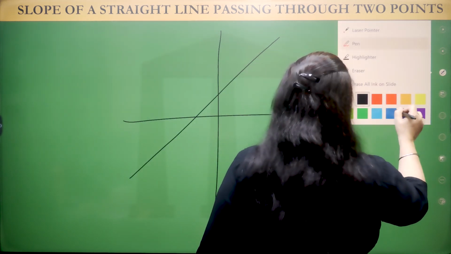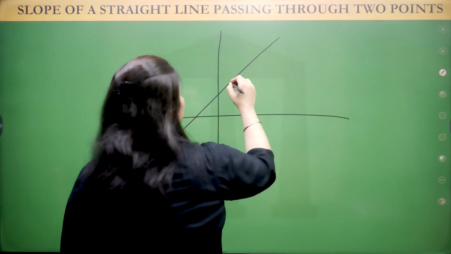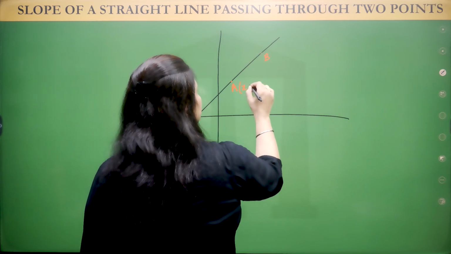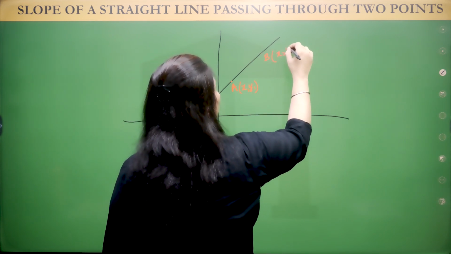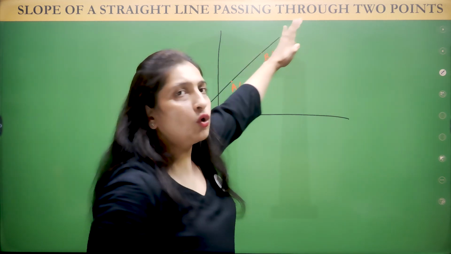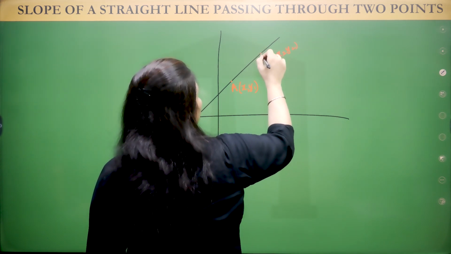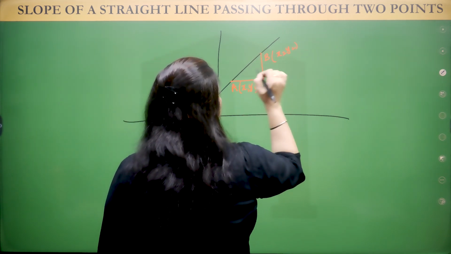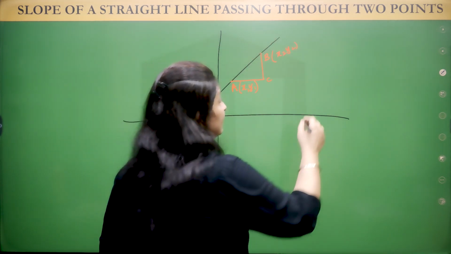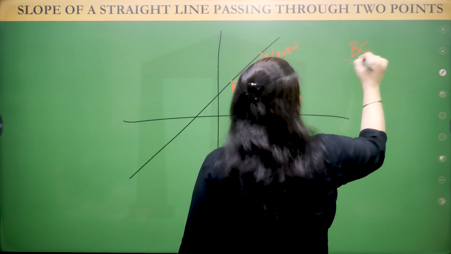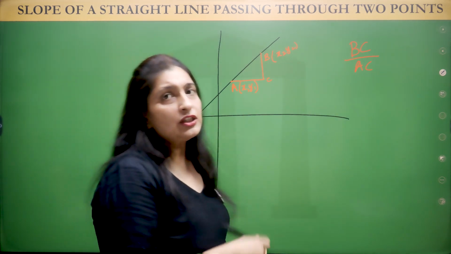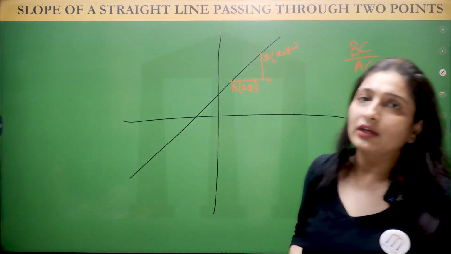According to the topic, two points are given. Suppose this is point A and this is point B. The coordinates of A are x1, y1, and the coordinates of B are x2, y2. We have to find out the slope of this line. According to the definition, the slope of any line, or inclined plane, is the ratio between the vertical rise, which is BC, by the horizontal change, which is AC. So that means it will be BC by AC. Let us find out what is BC and what is AC.